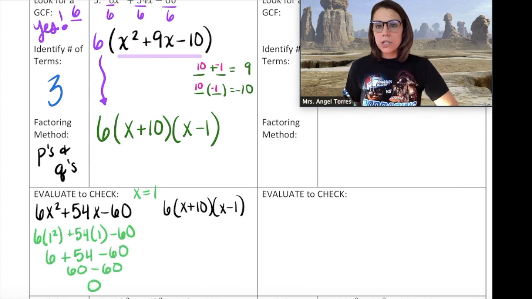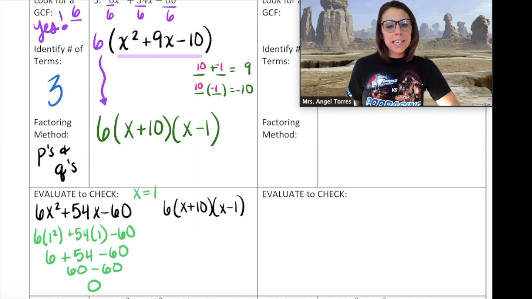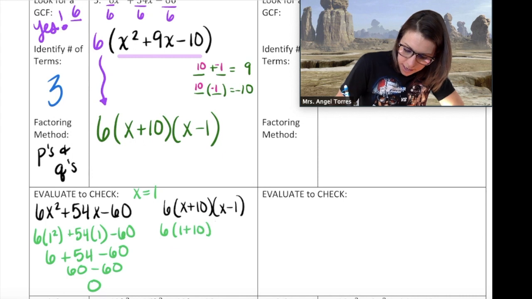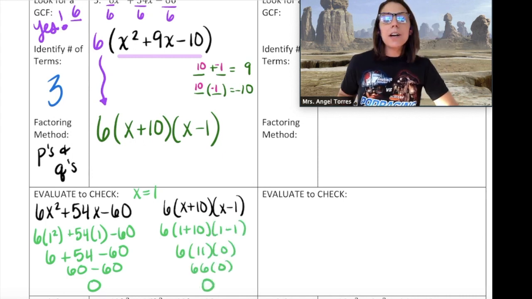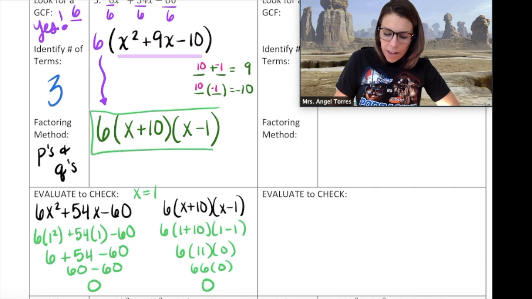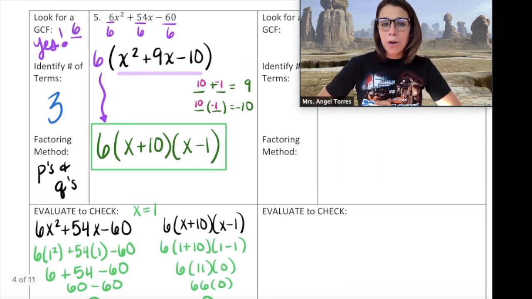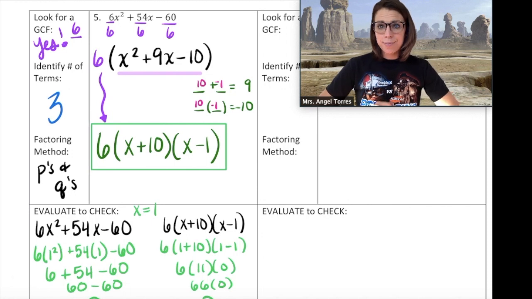So the first expression has a value of 0. Let's see if the second expression does as well. 6 times 1 plus 10 times 1 minus 1, that's 6 times 11 times 0, that's 66 times 0. And it appears that the second expression also has a value of 0 when x is 1, which tells me that my final answer is the equivalent product of the trinomial that we started with.